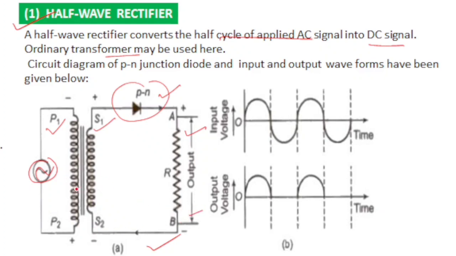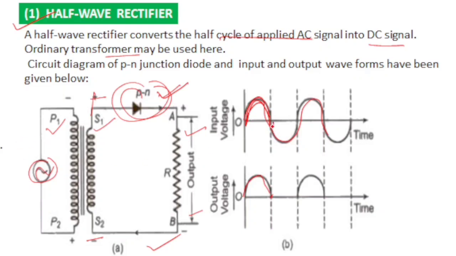Now what happens during the positive half cycle? This end becomes positive and this end becomes negative. So the diode is in forward bias during the positive half cycle. This is the input AC, and this is the positive half cycle. During this, the diode is in forward bias, and in case of forward bias, it offers very low resistance and conducts current. So output is obtained across the first half cycle.